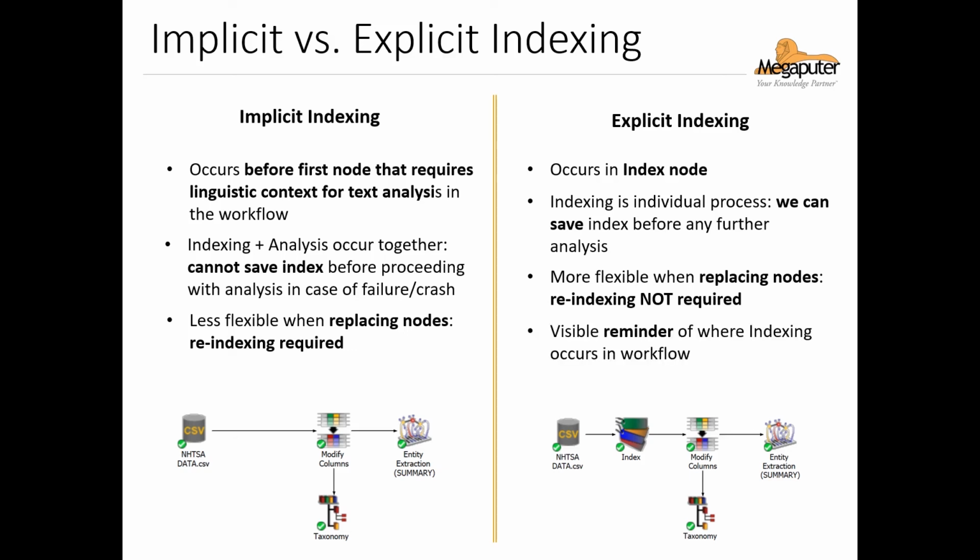Additionally, explicit indexing with an index node serves as a visual reminder of where our index is stored in the workflow. For example, if we need to go back to the data preprocessing stage for refining, it serves as a visual cue that we'll need to reindex afterwards. So it helps us allocate our time accordingly. Finally, we can configure the index node to parse the text according to certain preferences, which is something we can't really do with the implicit indexing.